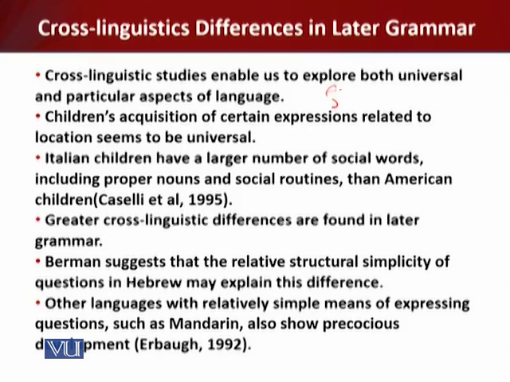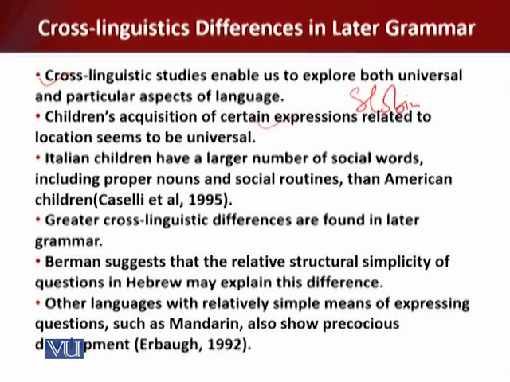Slobin's work, as I have mentioned, in this area is well known. Now he suggests that cross-linguistic studies enable us to explore both universal and particular aspects of language. Some aspects of language acquisition appear to be universal because they reflect either the cognitive functioning of language or language strategies that all children use. Similarly, children's acquisition of certain expressions related to location seems to be universal.